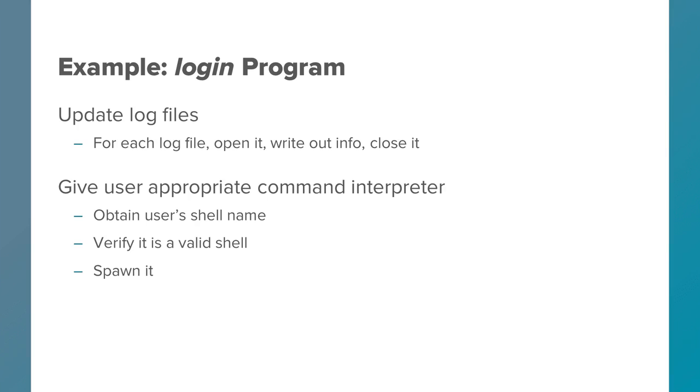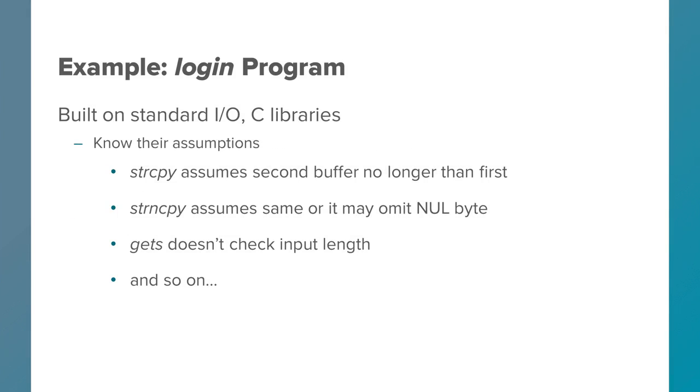We verify that, in fact, it's a valid shell. And then we go ahead and start it up. So now we've done some stepwise refinement. Now let's look at how we might instantiate this. Well, it's going to depend a lot on libraries. For example, libraries to read input, libraries to pull authentication data, and so forth. So we're going to build it on the standard libraries, I/O and C libraries.